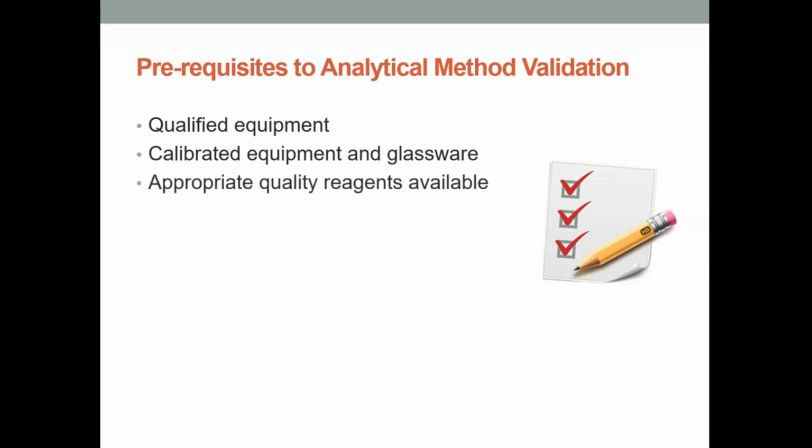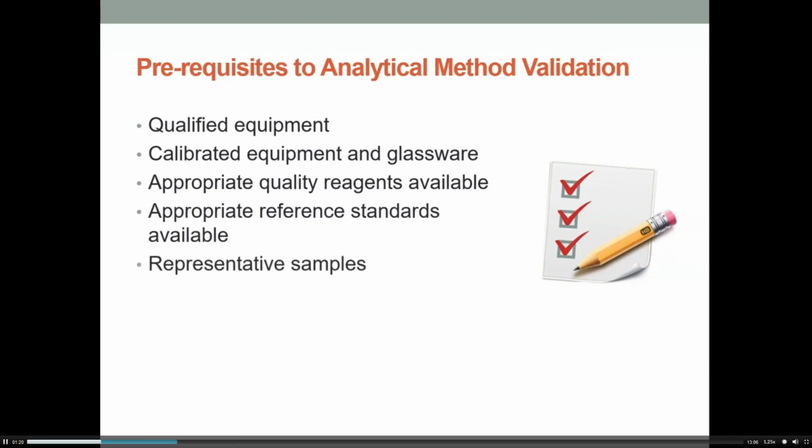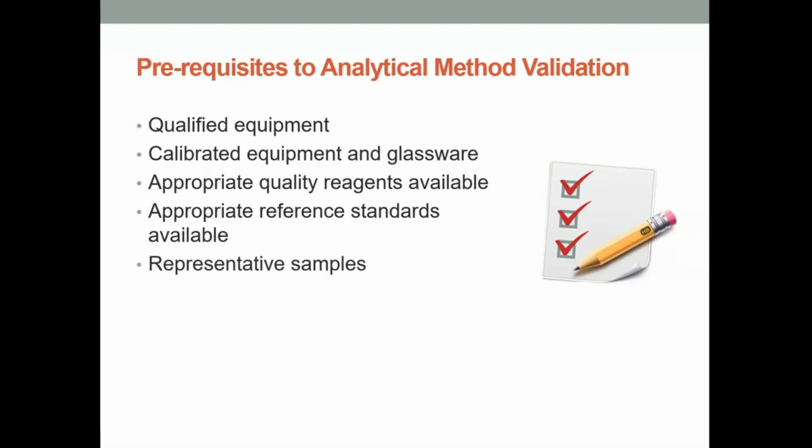We need to have appropriate quality reagents available. So we may need certified standards that would all have to be done in advance. We need to make sure we have the correct grade for all of our buffers and our media and for any standards or other reagents that we are going to be using. We need to have our reference standards available. They need to be properly certified and of the right quality. If we are using representative samples from a batch, we need to also have those in place.